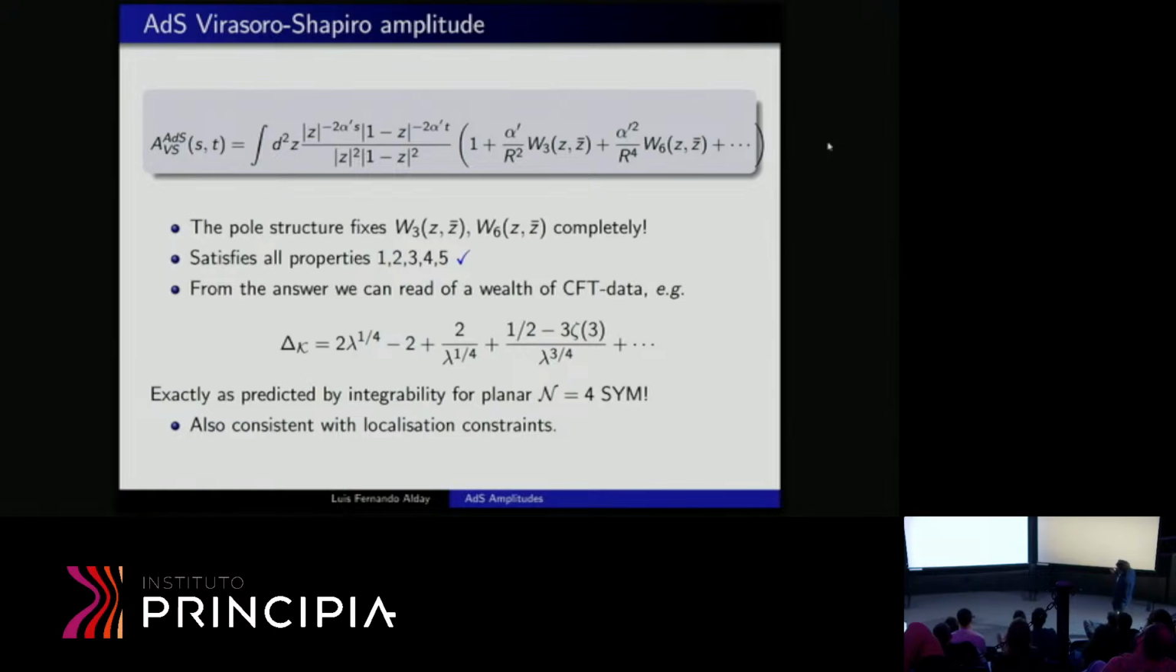Before I go to the end, let me quickly tell you this, and then I want to discuss open strings in AdS: the pole structure fixes W3 completely. For W6, you need to use a bit more, like for instance, some localization results, etc. And you see that all the properties that I listed above are actually satisfied.